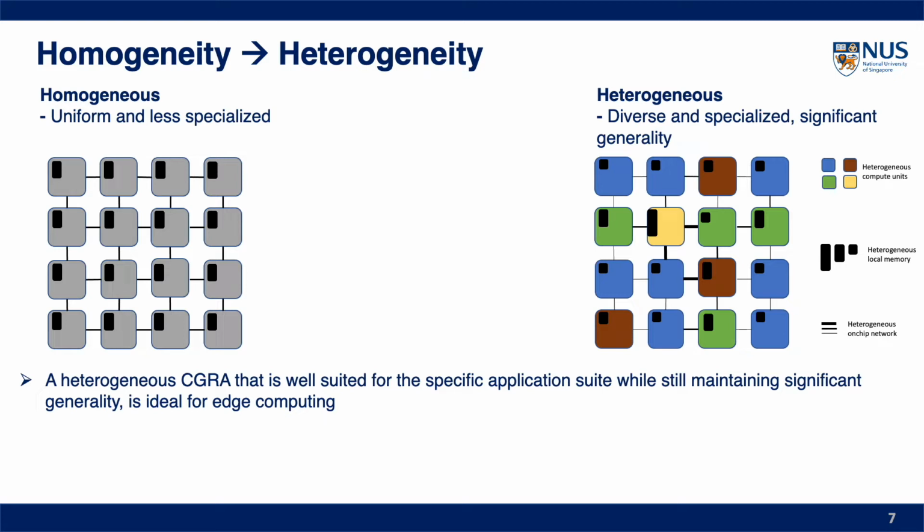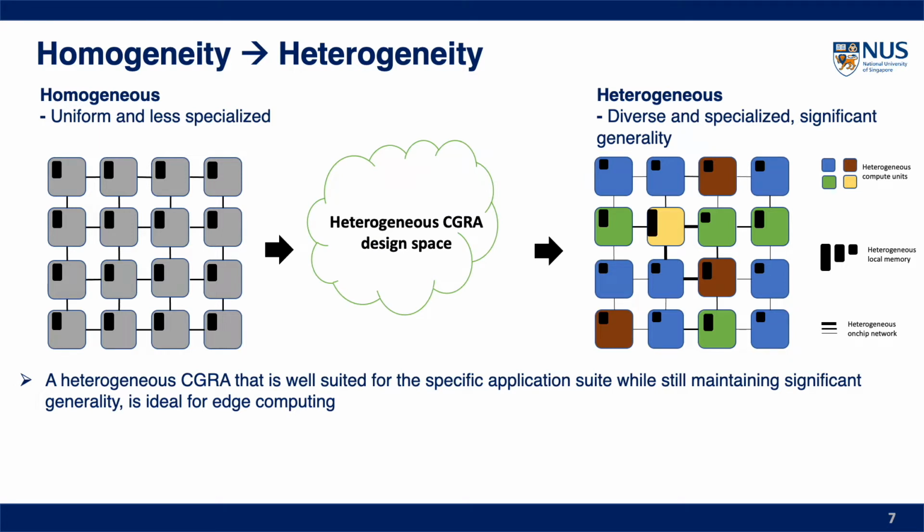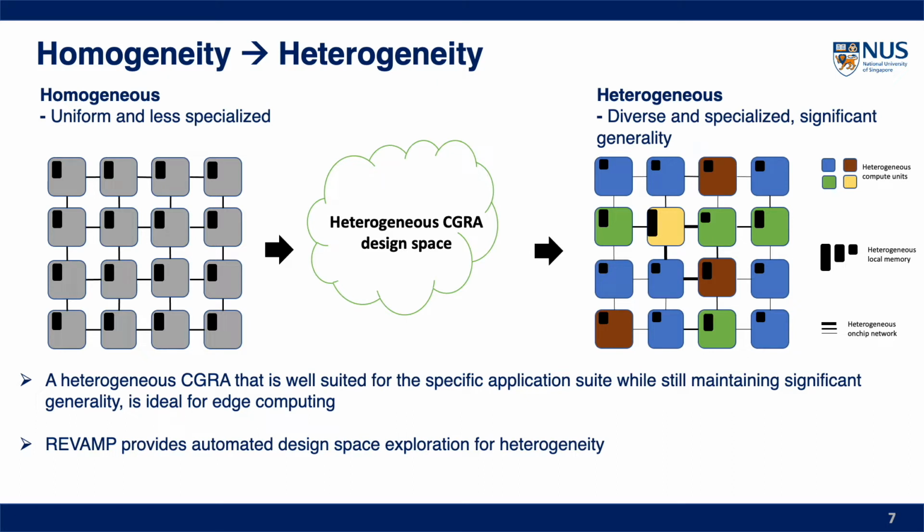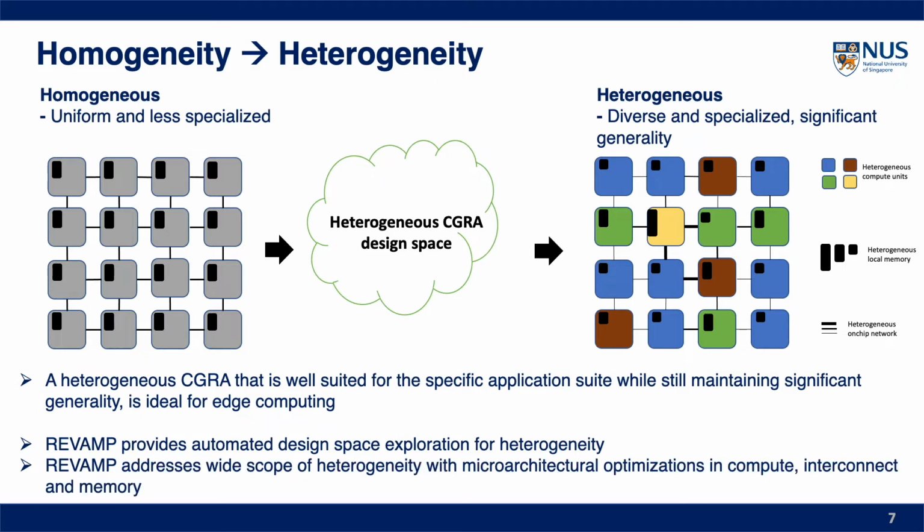for such situations. But then how do we design such an optimal heterogeneous CGRA, starting with the homogeneous one? It is a huge design space to explore, complicated by the fact that we need to modify the compiler to the architecture to get cycle-accurate performance estimation and then synthesize the hardware to get power and area estimates. This is where REVAMP comes in and provides an automated solution to this problem. REVAMP enables automated design space exploration for heterogeneity, deriving the Pareto-optimal heterogeneous CGRA. Additionally, REVAMP allows architects to explore a wide scope of heterogeneity, covering all the microarchitectural elements, compute, interconnect, and memory.